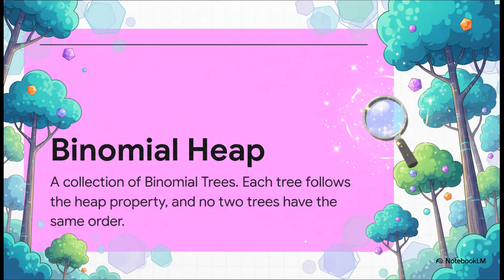So how does a binomial heap work? The big idea is to stop thinking about one single giant tree. Instead, a binomial heap is like a forest. It's a collection of smaller, very specific kinds of trees called binomial trees. Each little tree in this forest still follows our good old heap property, but the real genius is in how this whole collection of trees is managed.